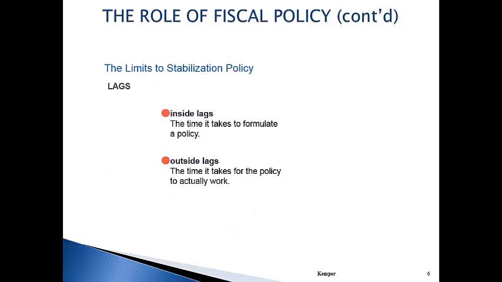So why are there limits to stabilization policies? These are policies that we try to keep enacted so the economy doesn't grow too fast, and it also grows when it's contracting. We keep it stabilized without having too big of troughs and peaks. The two things that really affect it are inside lags and outside lags. Inside lags are the time it takes to formulate a policy.